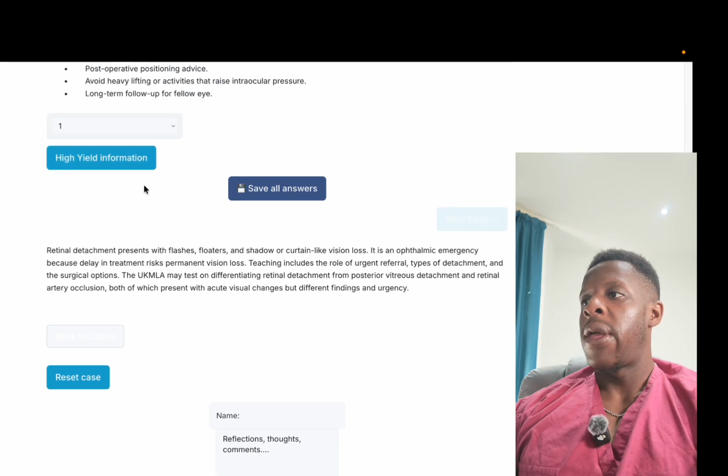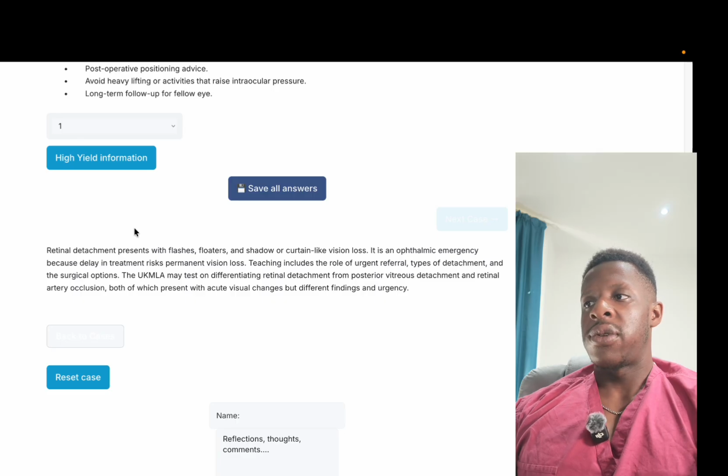Let's look at high yield. Retinal detachment presents with flashes, floaters, and shadow or curtain-like vision loss. It is an ophthalmic emergency because delay in treatment risks permanent vision loss. Teaching includes the role of urgent referral, types of detachments, and the surgical options. The UKMLA may test on differentiating retinal detachment from posterior vitreous detachment and retinal artery occlusion, which present with acute visual changes but different findings and urgency.